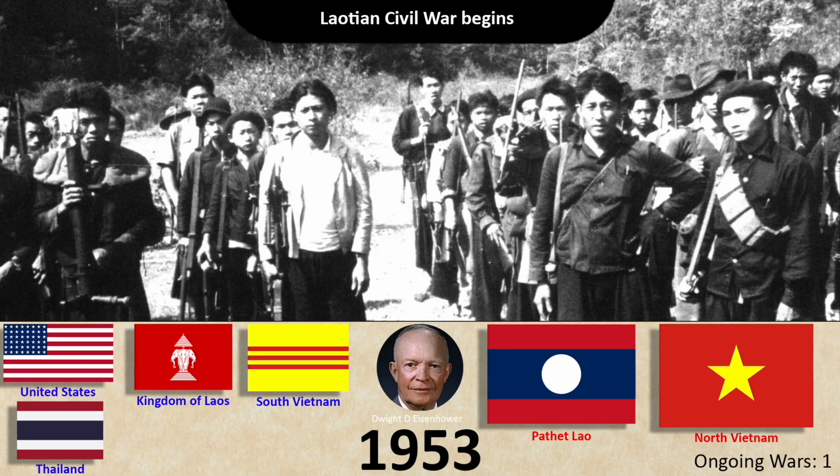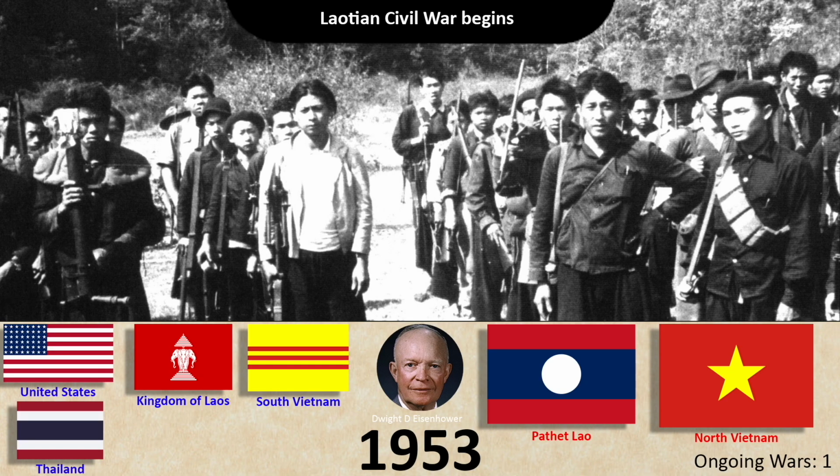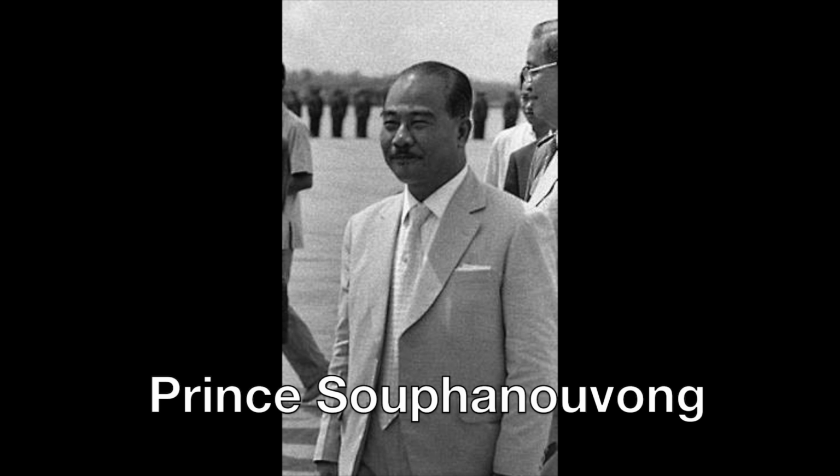Now, in 1953, we'd get the Laotian Civil War, and there was a rivalry between neutralists under Prince Souvanna Phouma and the Lao Patriotic Front under Prince Souphanouvong.